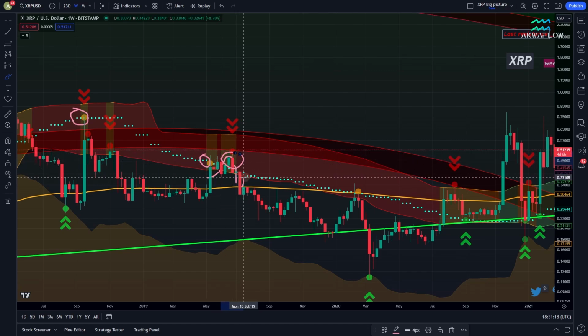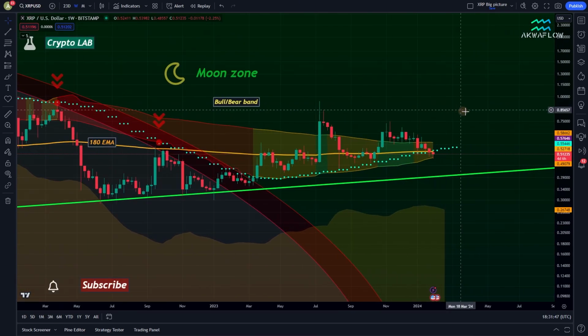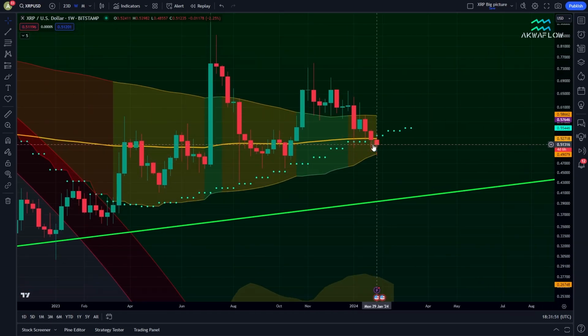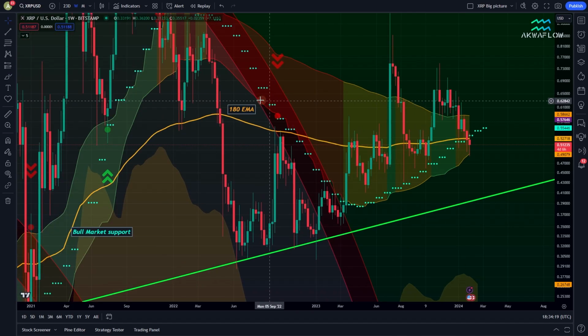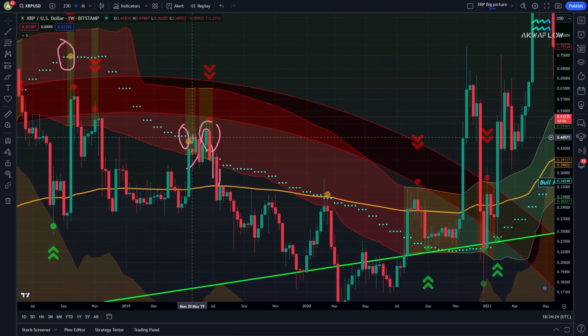So this is the difference between using this indicator on a weekly time frame and on a 23 days time frame. But this doesn't remove the fact that this is pretty bearish and that currently XRP is trending below the bull market support. And this is exactly the reason why I use other indicators to prevent me from being fooled by false signals.